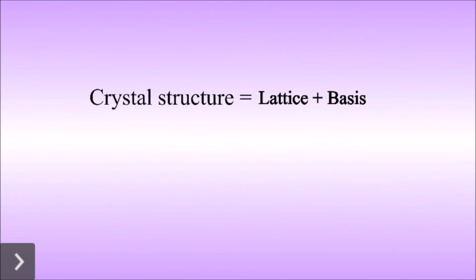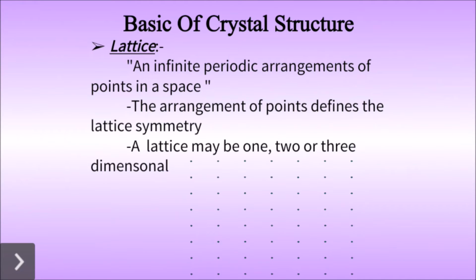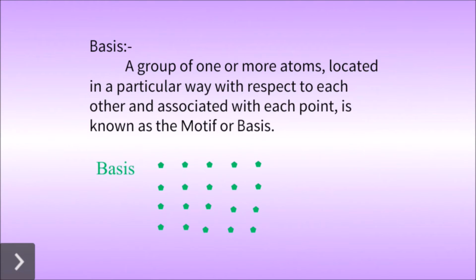So crystal structure is lattice plus basis. Further, I will explain what the lattice and basis are. Lattice: an infinite periodic arrangement of points in space is called a lattice. This diagram shows the lattice, a space with an arrangement of points. Basis: a group of one or more atoms located in a particular way with respect to each other and associated with each point is known as motif or basis. This is the basis.